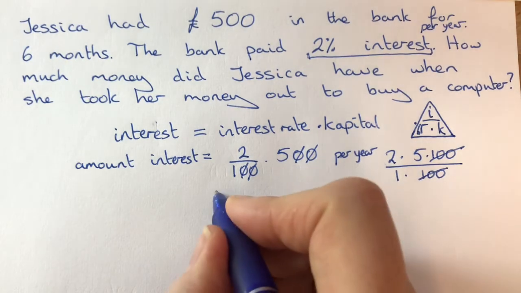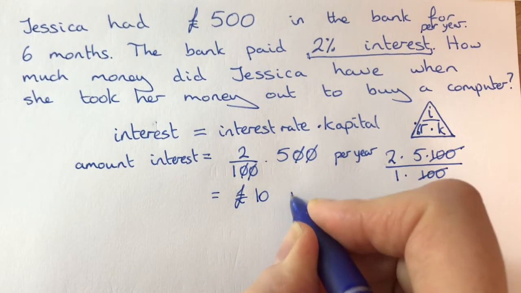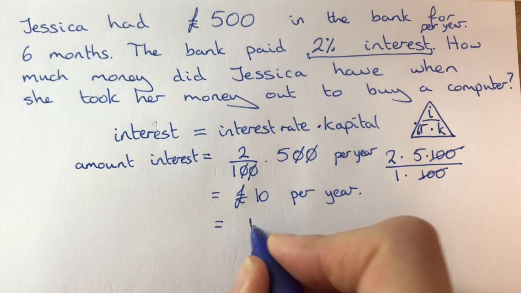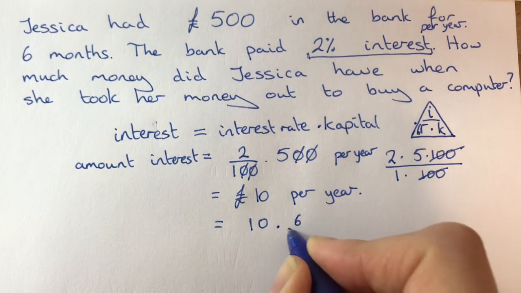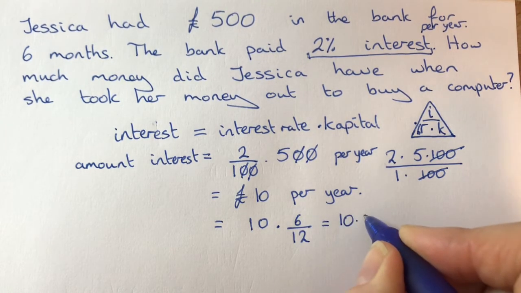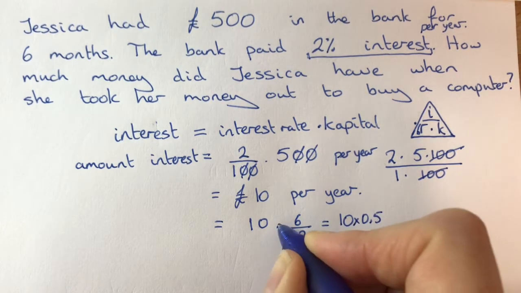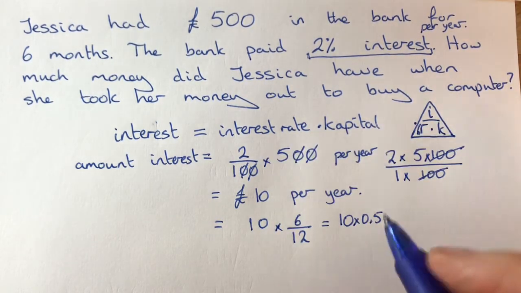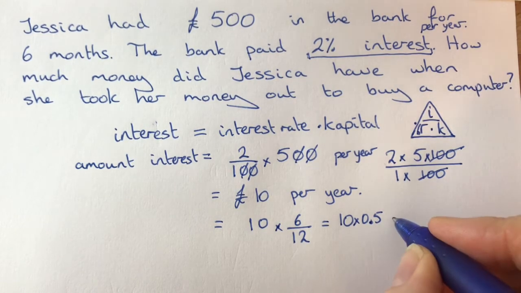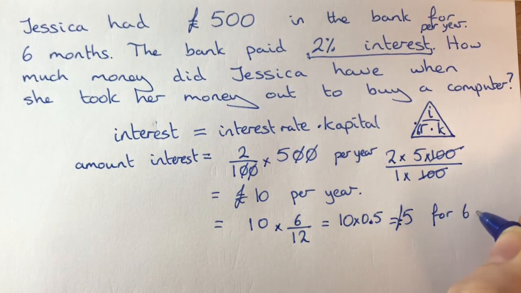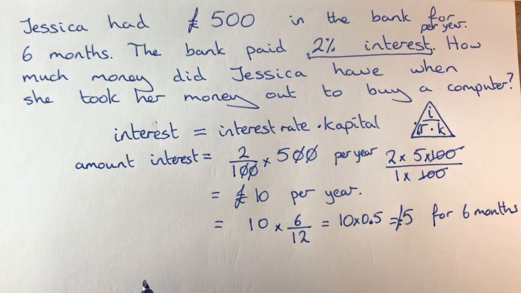And that's 2 times 5, so that's £10 per year. So for 6 months, she would get paid 10 times 6 months, 6 out of 12, which is the same as a half, so it'd be 10 times 0.5. Keep forgetting to put the multiply signs in, they're different in English. Okay, so we'd get 10 times a half, which would be £5 for 6 months. So the amount of interest that Jessica would get would be £5.